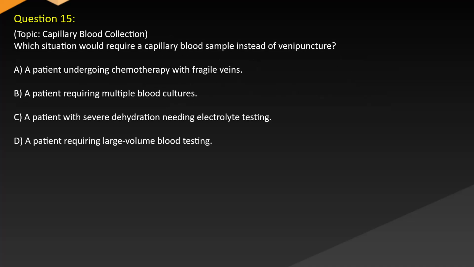Question 15. Topic: Capillary blood collection. Which situation would require a capillary blood sample instead of venipuncture? A. A patient undergoing chemotherapy with fragile veins. B. A patient requiring multiple blood cultures. C. A patient with severe dehydration needing electrolyte testing. D. A patient requiring large volume blood testing.